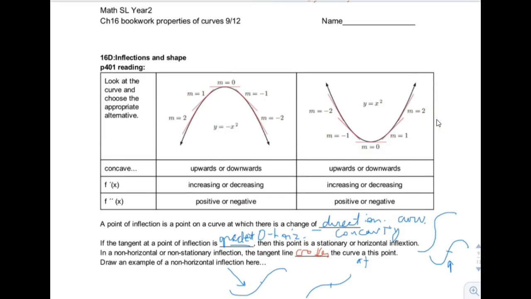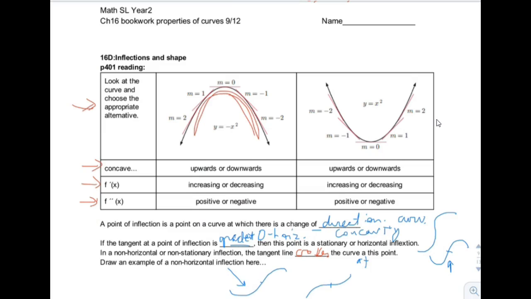Page 9 of Properties of Curves. We're going to look at these two shapes here. One kind of looks like a hill, one kind of looks like a valley. And we're going to describe them in terms of the concavity, in terms of the first derivative and the second derivative. So if we look at the concavity, would we say that this opens up or down?